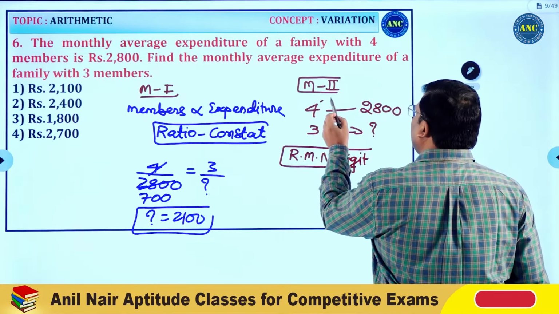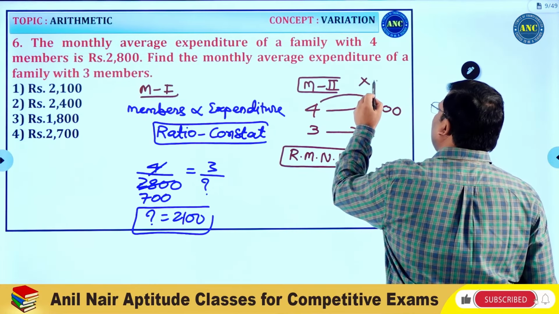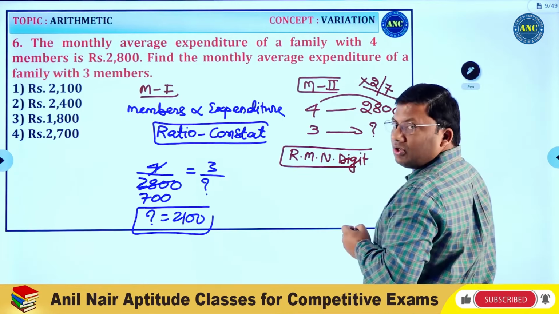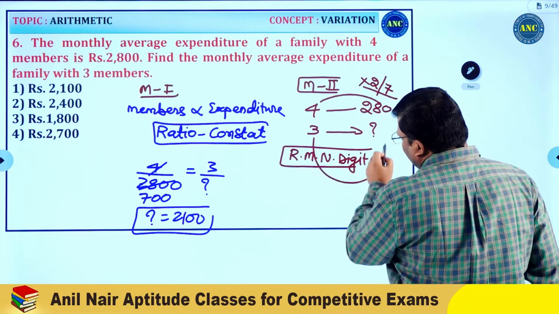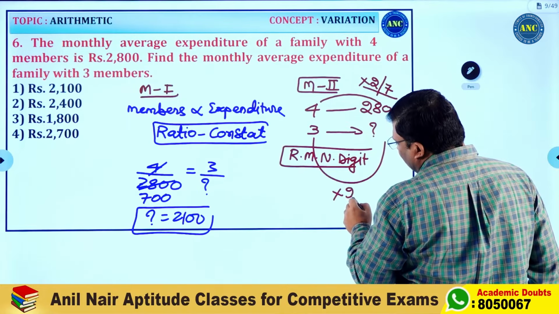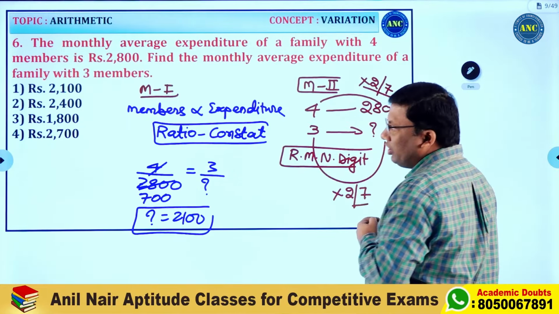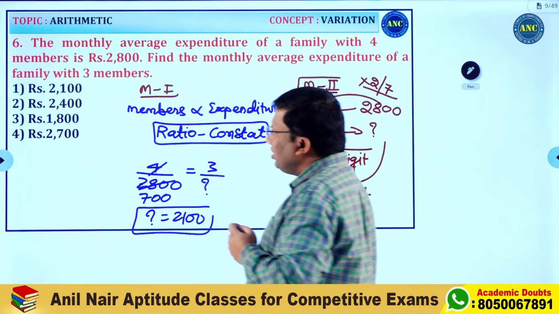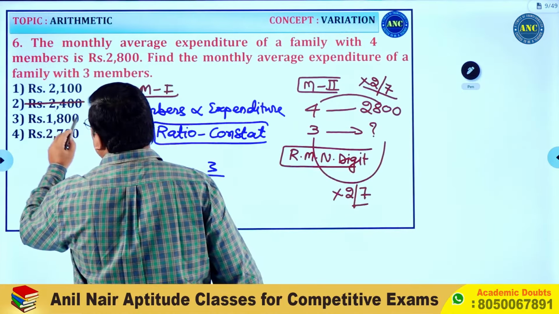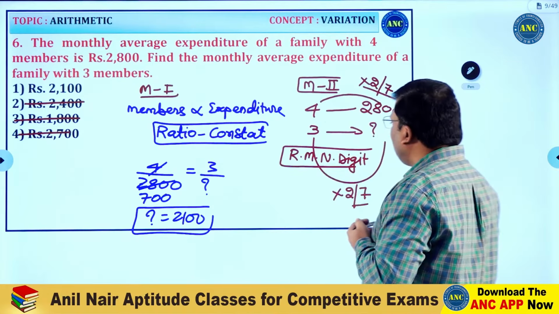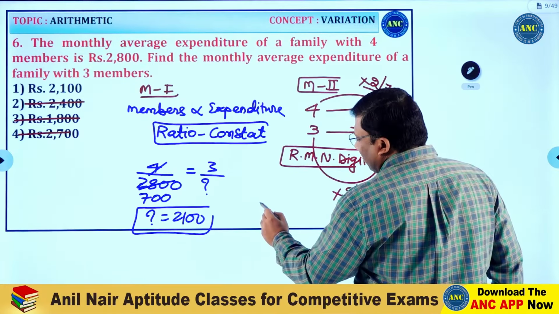4 is becoming 8. 4 2s are 8 or 4 7s are 28. So this will be 3 2s are 6 or 3 7s are 21. Answer should end with 6 or 1. 6 is not there, so only option is 2,100.